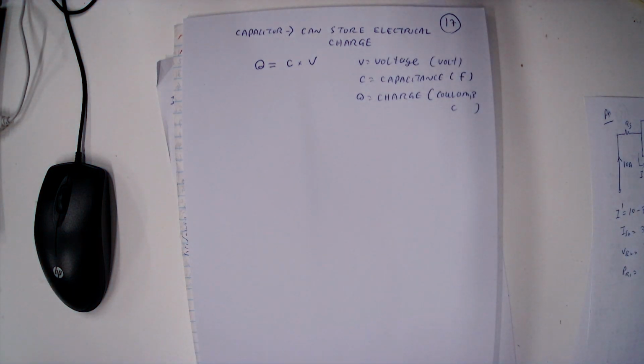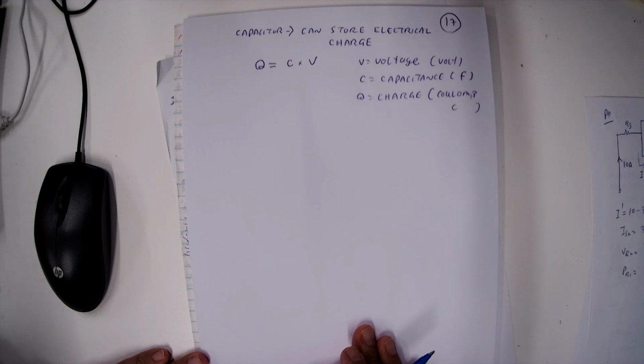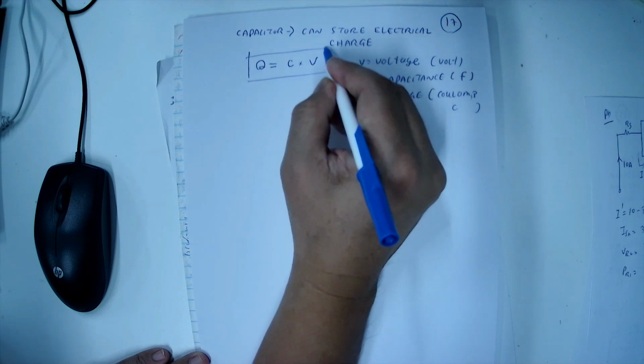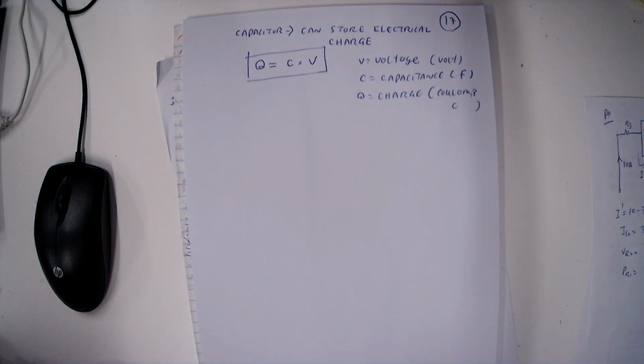Q equal to C multiplied by V. V is the voltage, C is the capacitance, Q is the charge. Voltage unit is volt, capacitance unit is farad, and charge unit is coulomb. So this is the equation to calculate the charge in the capacitor.